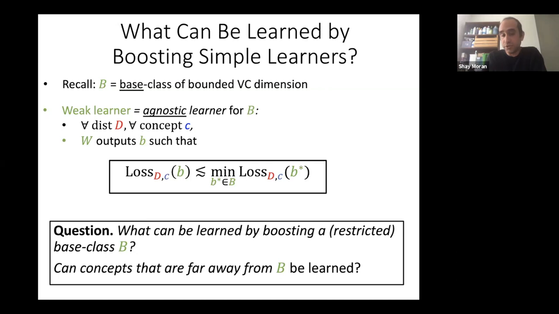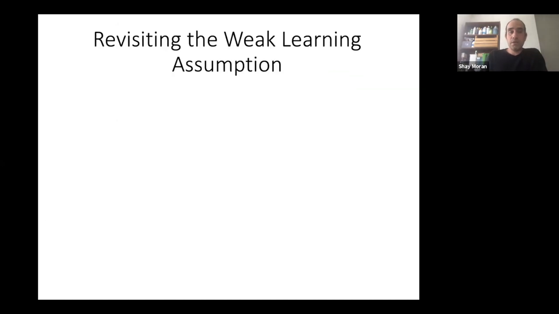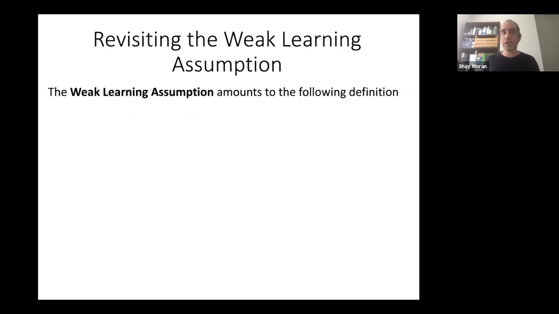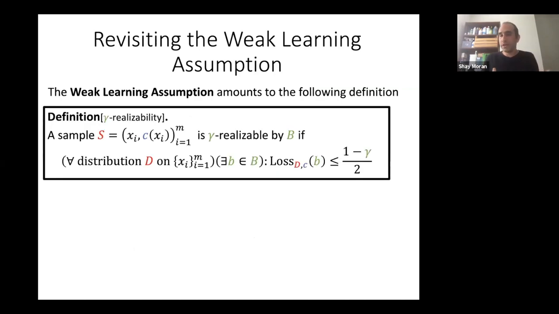Right, if the answer is no, then this whole setting is maybe not so interesting. So let's revisit the weak learning assumption in our context. I claim that the weak learning assumption amounts to the following definition. So when is a sample legal? When can we apply AdaBoost or any boosting algorithm on a given sample?